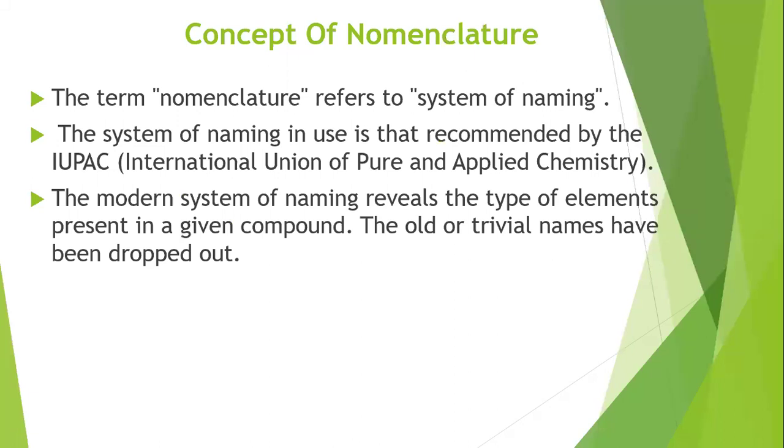So when you're talking about the nomenclature of inorganic compounds, we're talking about the system of naming of the inorganic compounds. The system of naming in use for these compounds is as recommended by the IUPAC, that is the International Union of Pure and Applied Chemistry. The modern system of naming reveals the type of elements present in a given compound. The odd or trivial names have been dropped out. That has to be noted within the modern system of nomenclature.